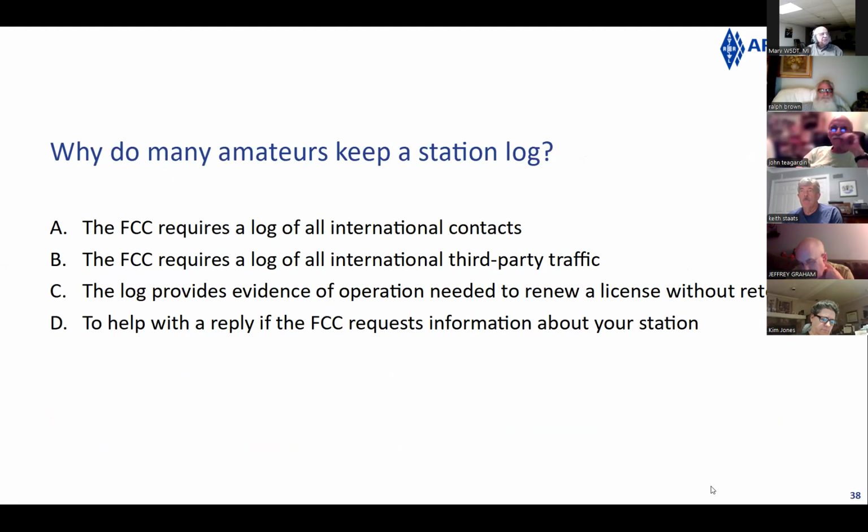Why do many amateurs keep a station log? A. The FCC requires a log of all international contacts. B. The FCC requires a log of all international third-party traffic. C. The log provides evidence of operation needed to renew a license without retest, to help with a reply if the FCC requests information about your station. Yeah, D. Delta. Yep, Delta, to help with a reply if the FCC requests information.